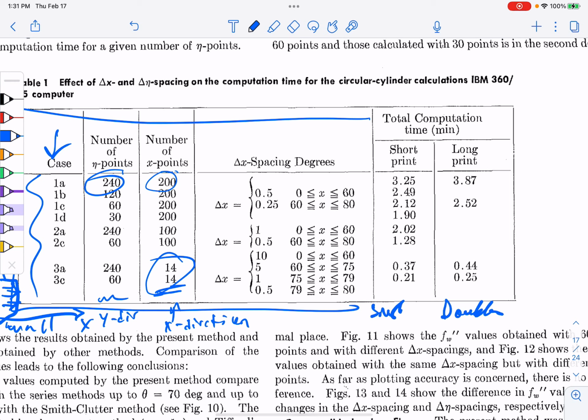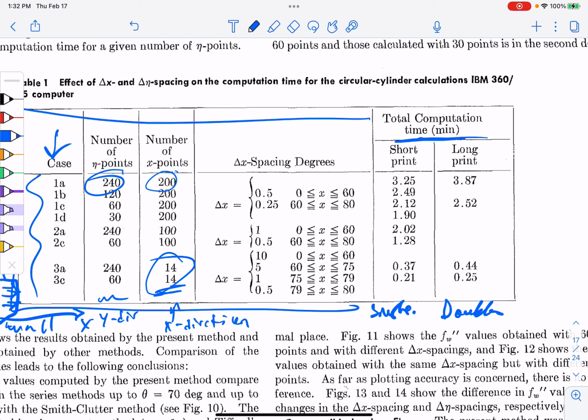You can see this is like the double and single precision columns. As you go from single to double precision in Fortran, for instance, you're just using more time. And this is computation time in minutes. 240 by 200 is a typical two-dimensional or axisymmetric boundary layer calculation today. It hasn't changed. So the number of grid points hasn't changed. You don't need more grid points.